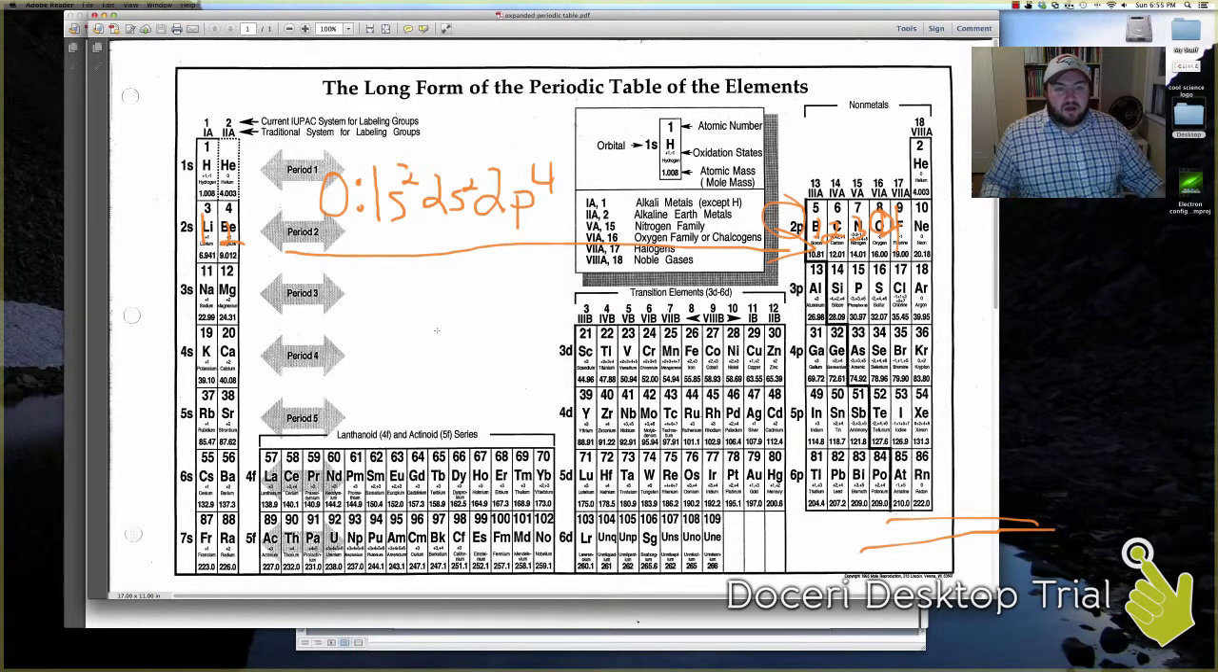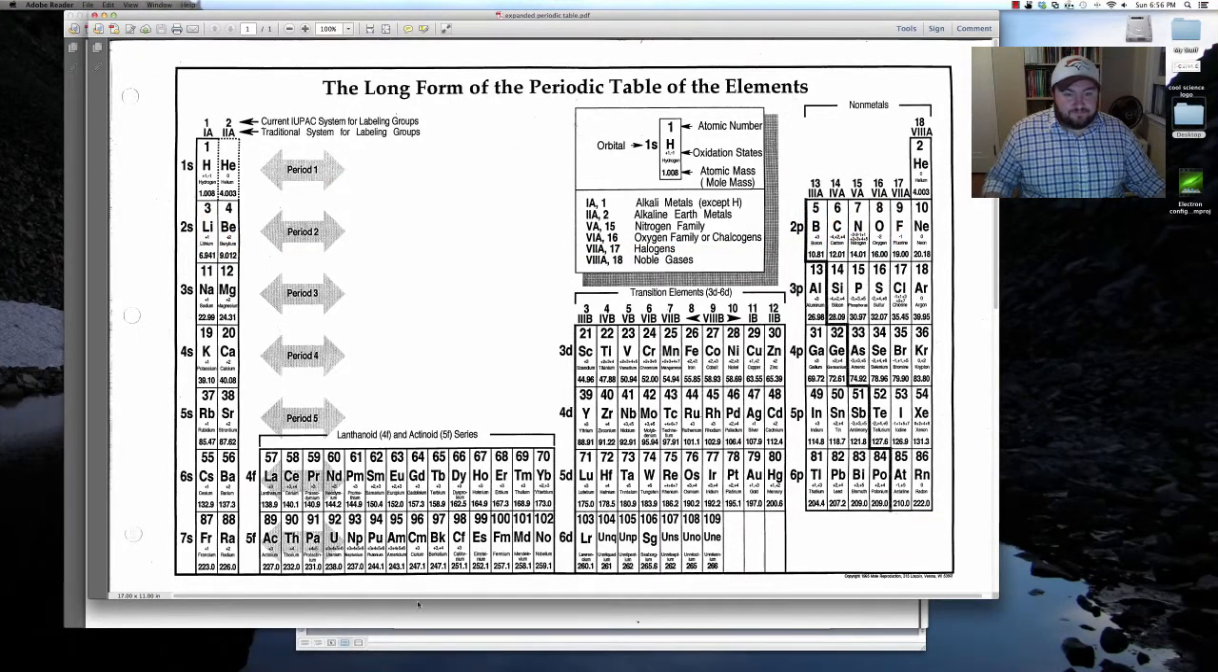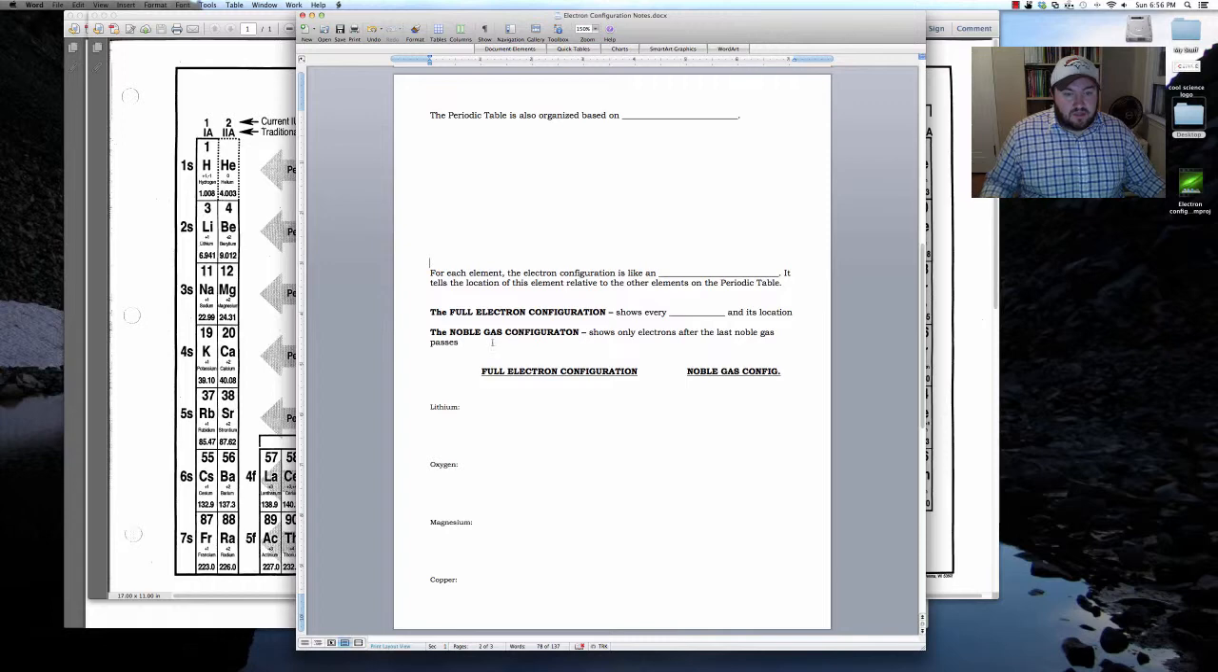So we can go on, and we can keep doing this for different elements. If we look back on the notes, there's a few more at the bottom. We already did oxygen. We could do magnesium. We could do copper. Notice that the farther down the periodic table you go, the longer it takes to write out the electron configuration, just because the more shells and orbitals we have to fill with those electrons.